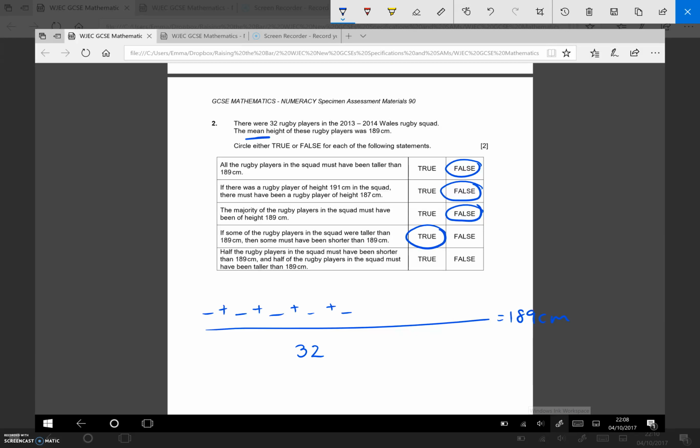And then half the rugby players in the squad must have been shorter than 189 centimetres, and half of the rugby players in the squad must have been taller than 189 centimetres. That doesn't have to be true either, because if they were taller, they could have been 190 centimetres, 192 centimetres. It's the value that counts, not the number of people. Okay, so that's false.